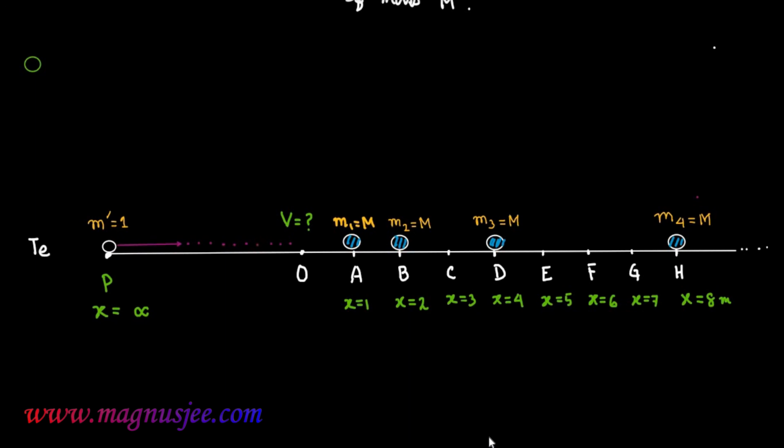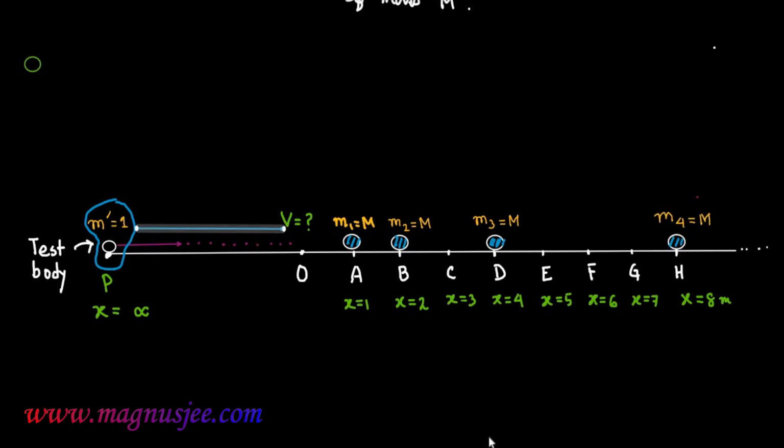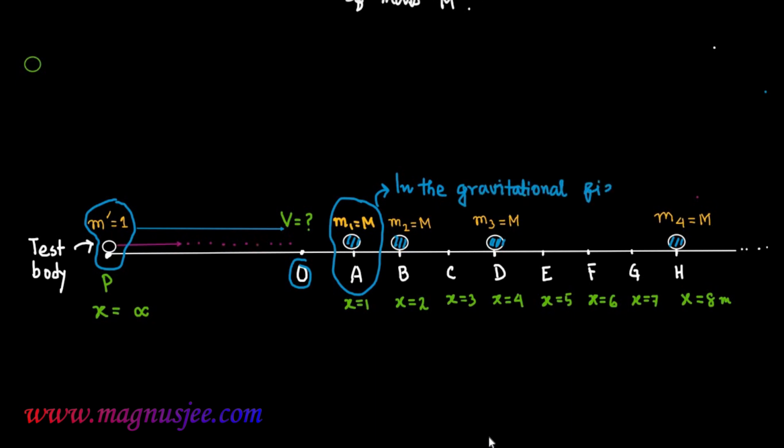Additional information. This is the test body having mass m prime equal 1, which is placed at infinity, that means at the point P. If the test body is moved from infinity to the point O in the gravitational field of the body of mass m1, the work required to bring the test body of unit mass is equivalent to the gravitational potential at O due to m1, and V1 equals minus GM1 by 1.